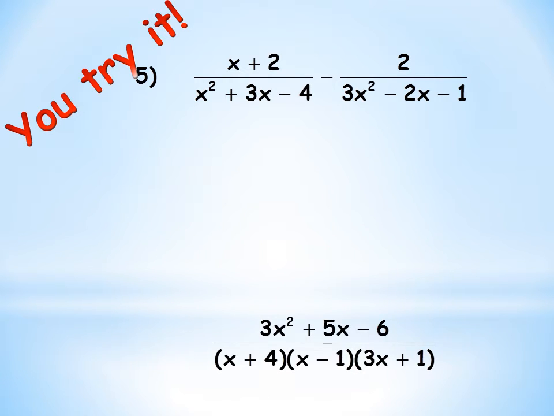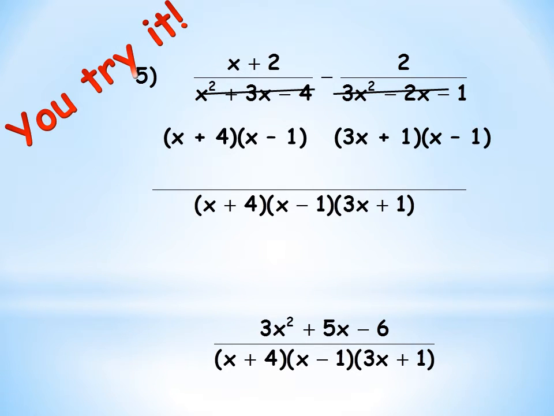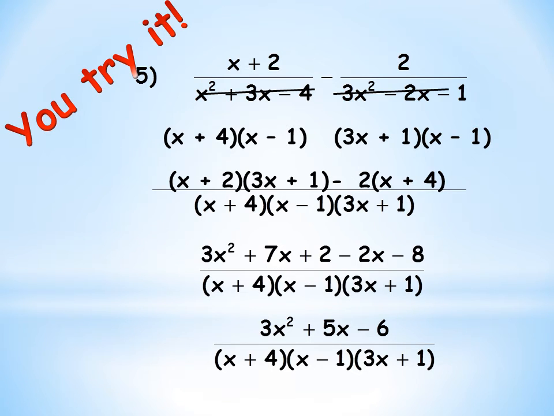Did you get this as your answer? All right, factor the first denominator, factor the second denominator, find your common denominator, multiply the first one by 3x plus 1, and multiply the second one by x plus 4. Distribute and combine all your like terms.